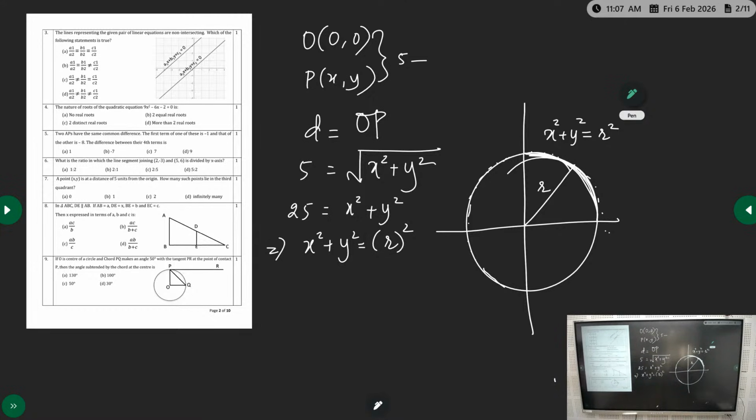Eighth question, similar to your 22-23 paper. Question number 8. DE is parallel to AB. Corresponding angles are equal to each other. One angle will be common. Then the side ratios will be equal. So we'll solve that. First, redraw the figure.